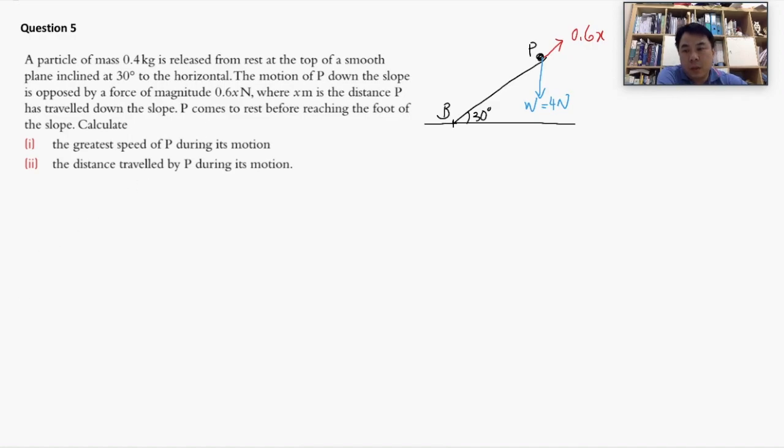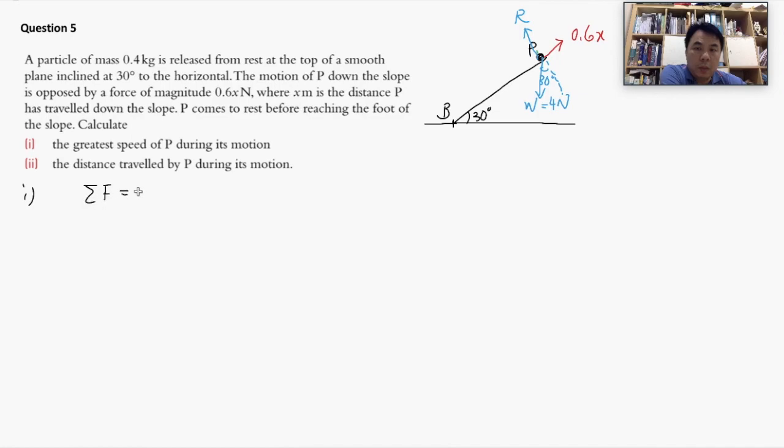Let's put in more information before we get going. There's one more piece of information I forgot to draw here: there is a normal force. This is 30 degrees. That's what we have. Now we are ready to apply Newton's second law. First question, greatest speed of P during its motion. So let's start with Newton's second law.